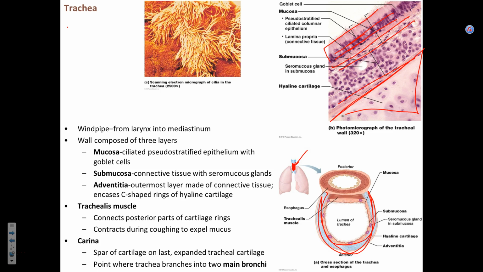Now, the ends of those horseshoe-like incomplete rings are connected by the muscle called trachealis muscle. When it contracts, we cough.